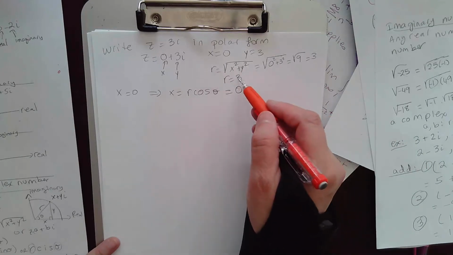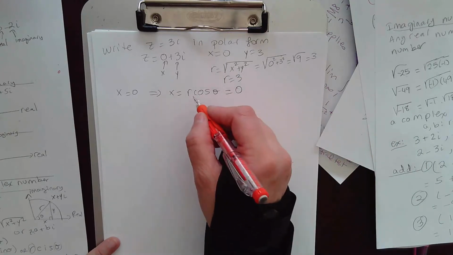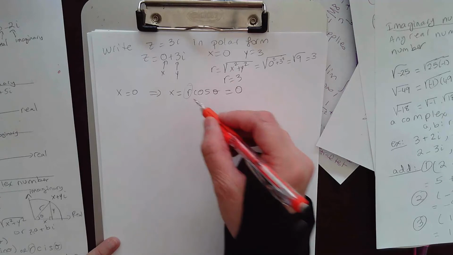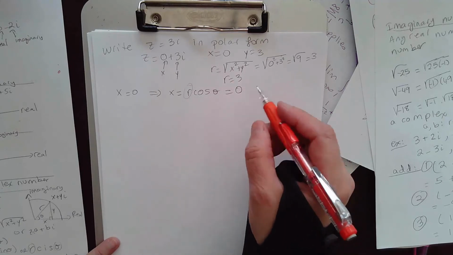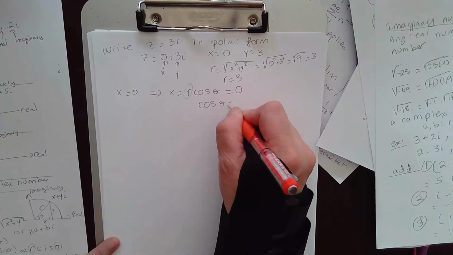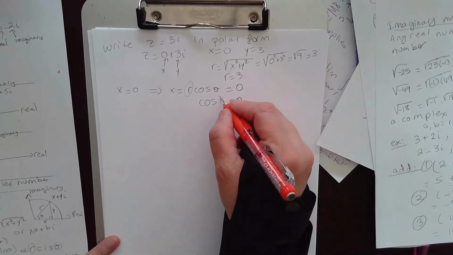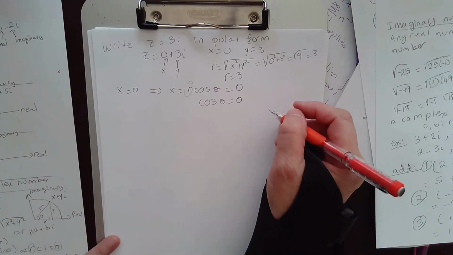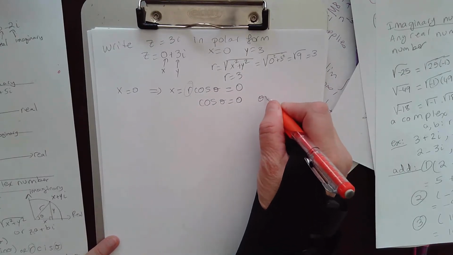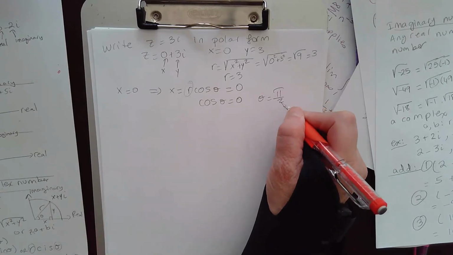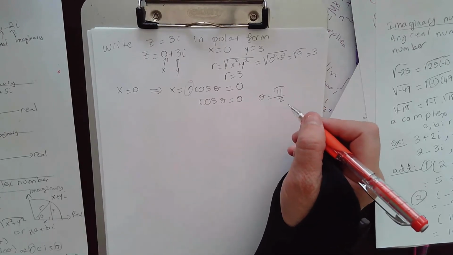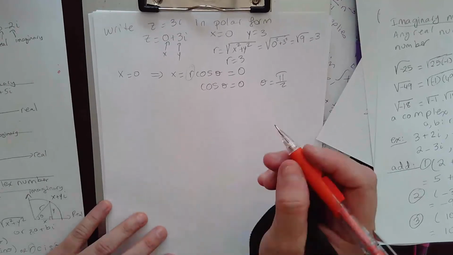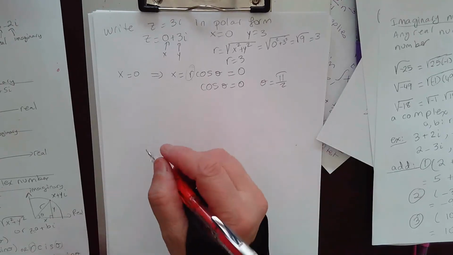We already know that r is 3, so r cannot be the one that's 0. Cosine theta must be equal to 0. Cosine what angle gives me 0? Theta must be pi over 2. Okay, so we have r and we have theta.